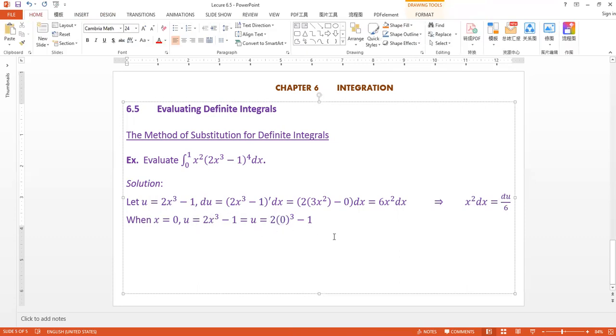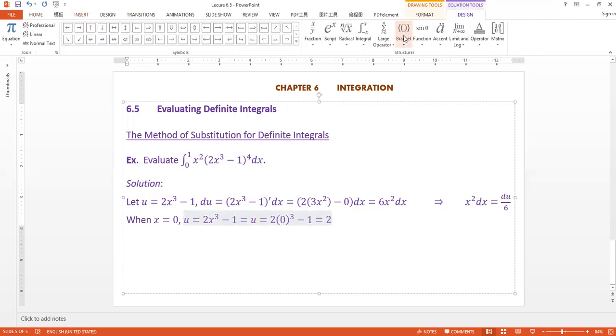So what do we get for u? 2 times 0 cubed is just 0, so 2 times 0 minus 1. 2 times 0 is 0, and 0 minus 1 is -1.